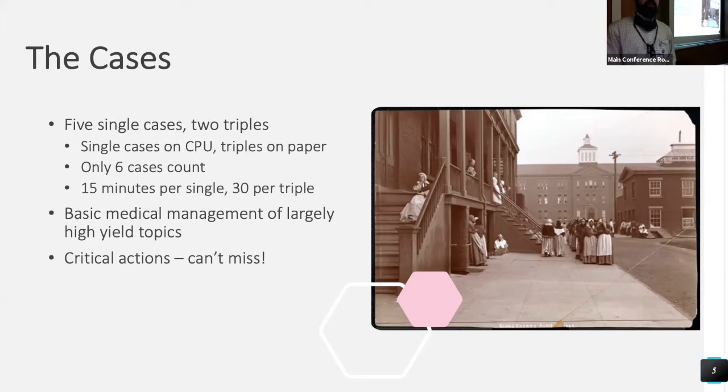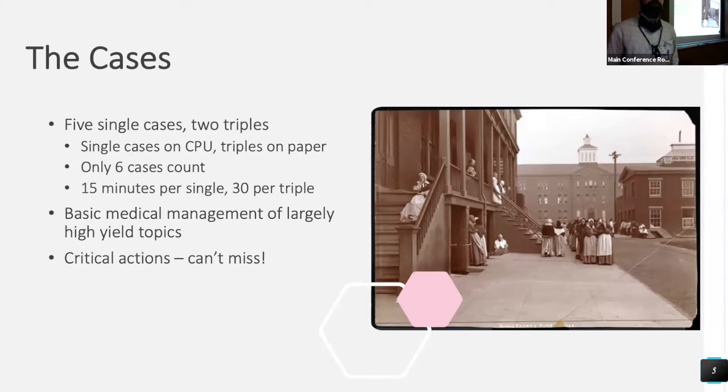So you're going to do these seven cases. Only six are going to count. The two triples will count, and four of the five single cases. One of the single cases will be an experimental case that ABEM collects data on to see if they're going to roll it out for scoring in future sessions. And you won't know which one is the experimental case. You'll just know that it's one of the single cases, which is good to keep in mind. If you're on test day and you had a really weird case, you think it didn't go well, maybe it didn't go well, or maybe it's just an experimental case that's going to get thrown out anyway, and you're not even getting scored on it.